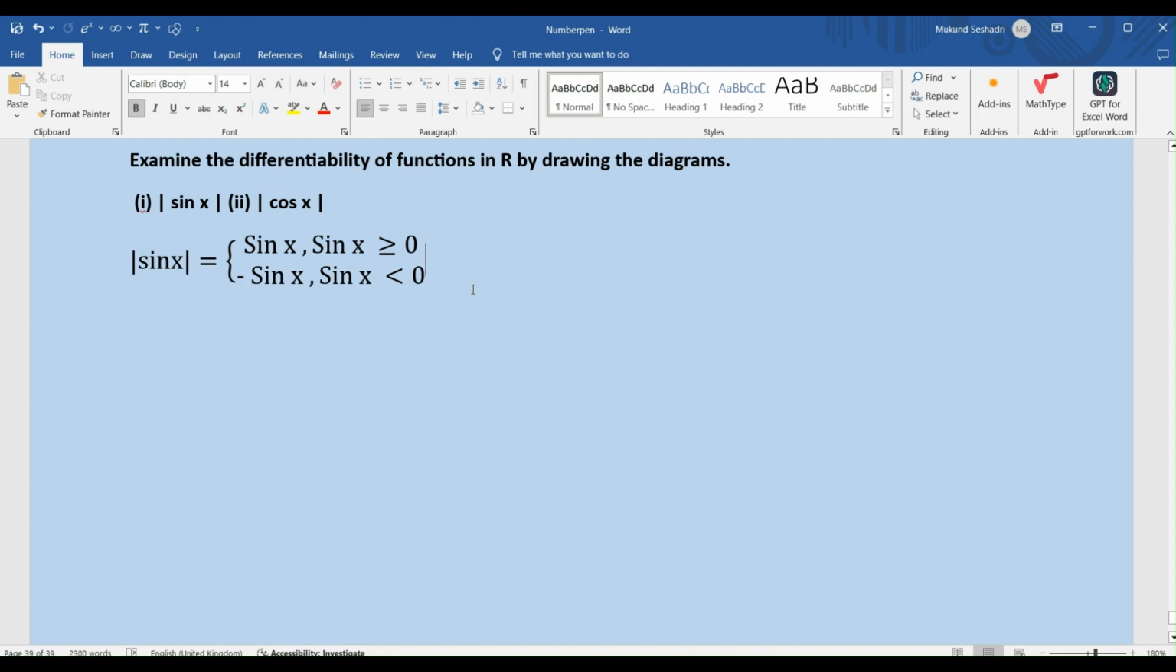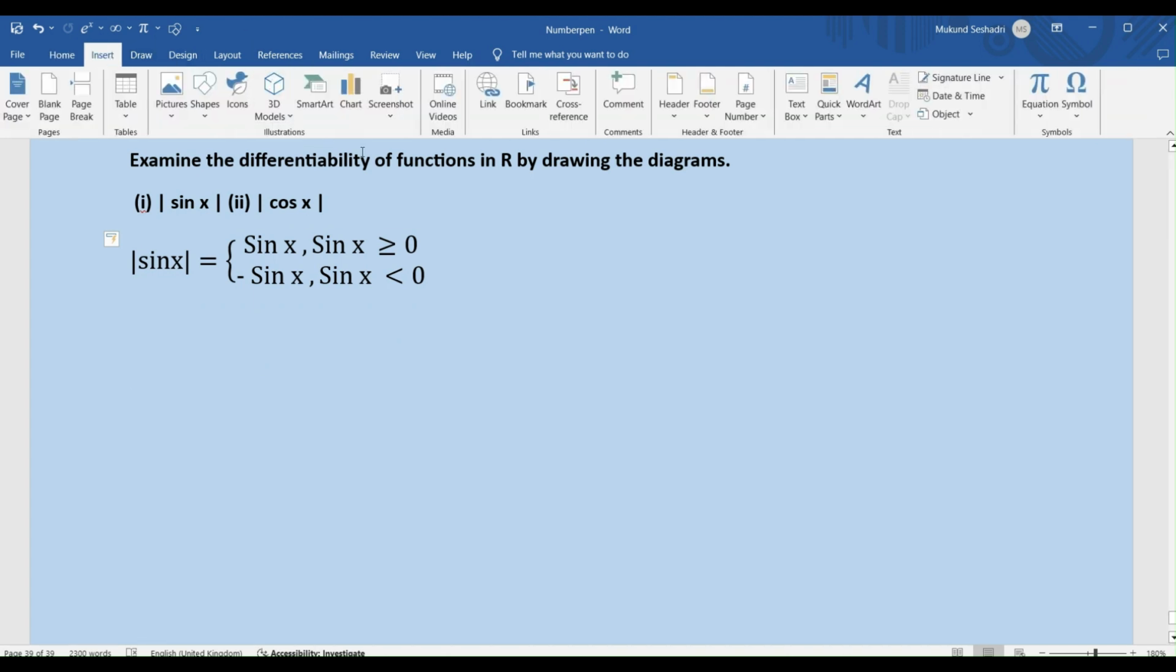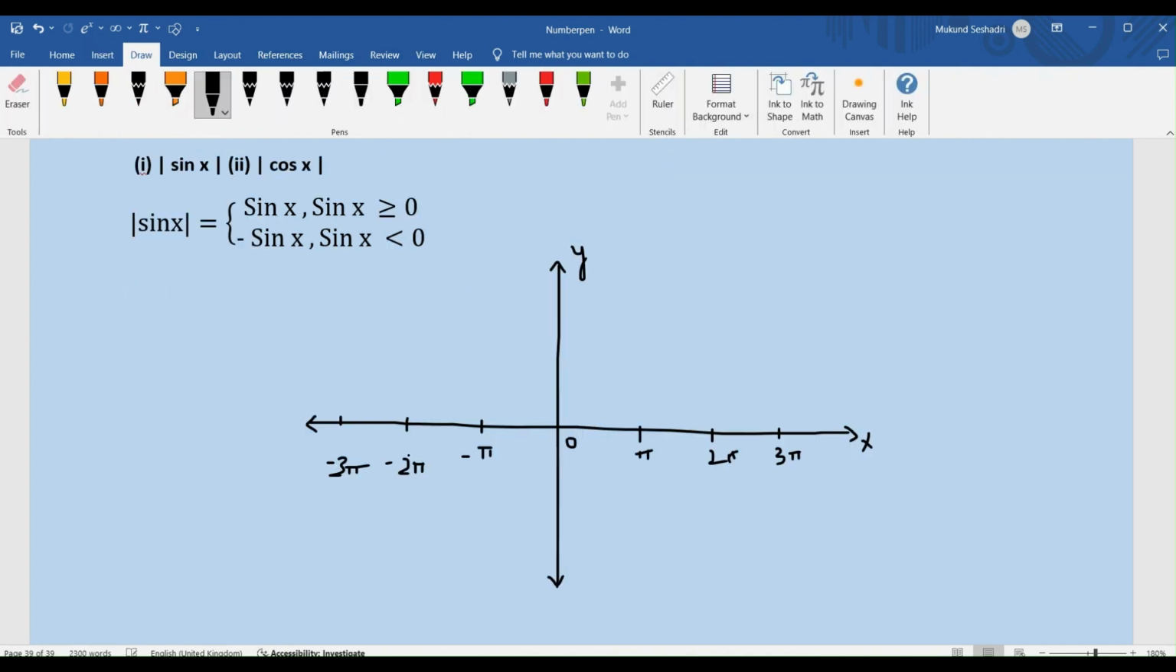So let's look at how the graph of sin x looks, and I'm going to do a rough sketch of this, for us to understand how the graph of sin x looks, and then from there we will move on to mod of sin x, right? I know that sine of 0 is 0, and sine of pi and sine of minus pi are also 0, right? So how does this graph actually look? This is how my sin x looks.